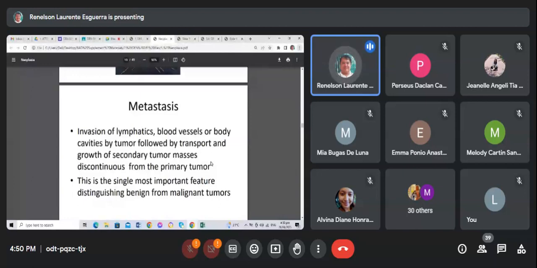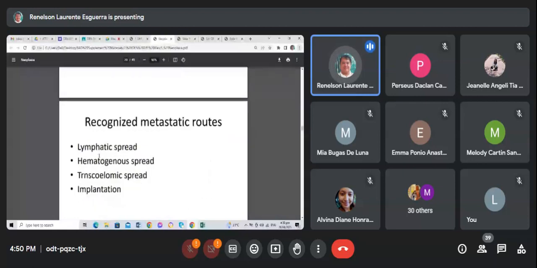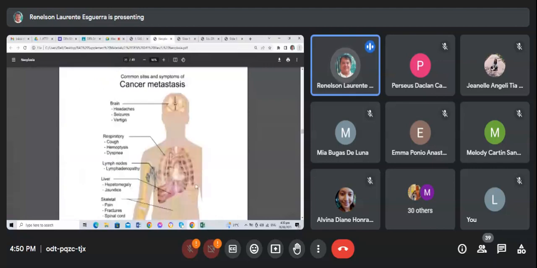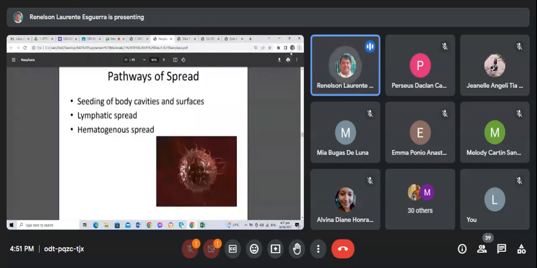So recognized metastatic routes are the lymph nodes, the blood route, transcoelomic, and implantation. So if it undergoes metastasis to the lungs and the brain, these are already the last organs that are invaded and thus are already classified as stage 4 or terminal cancer. There can be seeding of body cavities, lymphatic, as well as hematogenous spread.